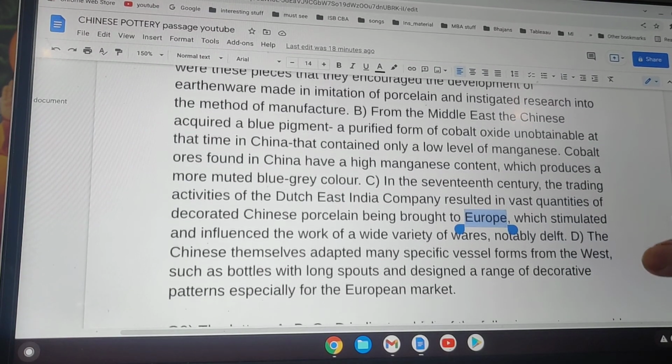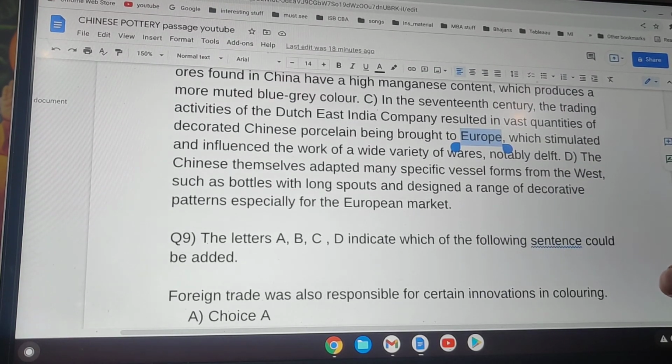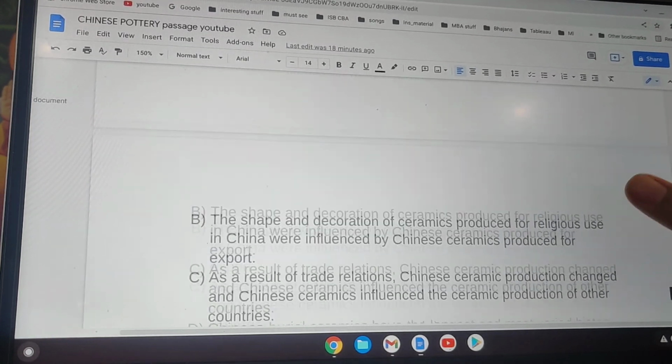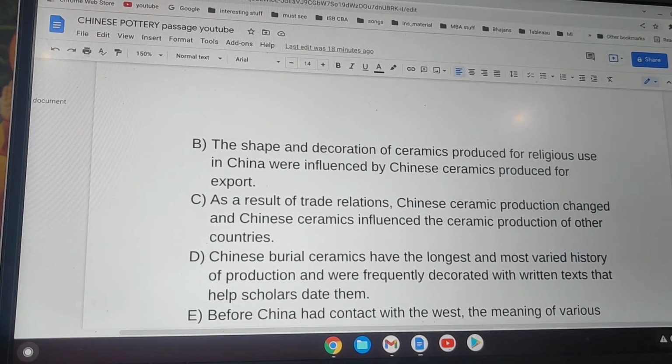So it influenced a wide variety of the work materials, right? So it's very clear that they have influenced some other markets, that is other countries. So other countries means exactly European countries, okay? They have not mentioned very clearly about the European countries, but they have made a trap for you. That is, you'll feel that other countries may include all other options. Why are you going to that extent? Okay, that's too far. Just be very clear with the answer choices. So our C is our answer.